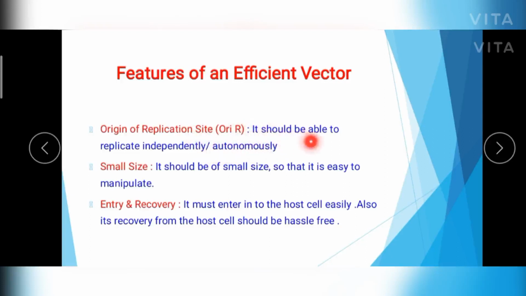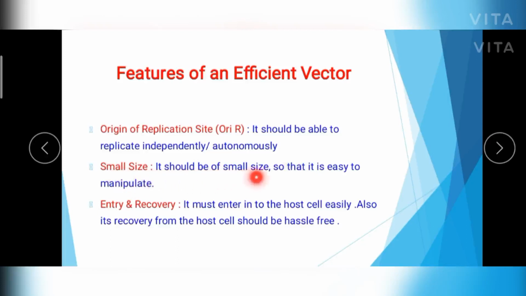So, this replication site contains the genes which help in the independent replication or autonomous replication of the DNA molecule. So, the ORI site should be relaxed in nature so that you will be getting more number of copies of the DNA molecule. So, the replication site or the replicon should be able to replicate independently, or self-autonomous replication is needed.